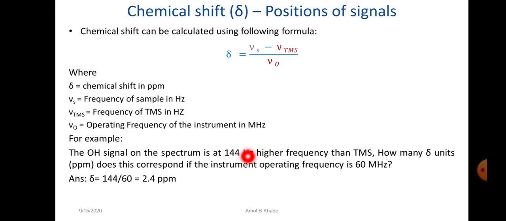How many delta units in ppm does this correspond to if the instrument is operating at a frequency of 60 megahertz? So we can consider this 144 is the sample frequency in hertz minus the frequency of TMS in hertz, that is 0. So the value will be 144 divided by the operating frequency of the instrument in megahertz, which is 60. So 144 divided by 60 comes to 2.4 ppm. That is the delta value, the chemical shift we have calculated.